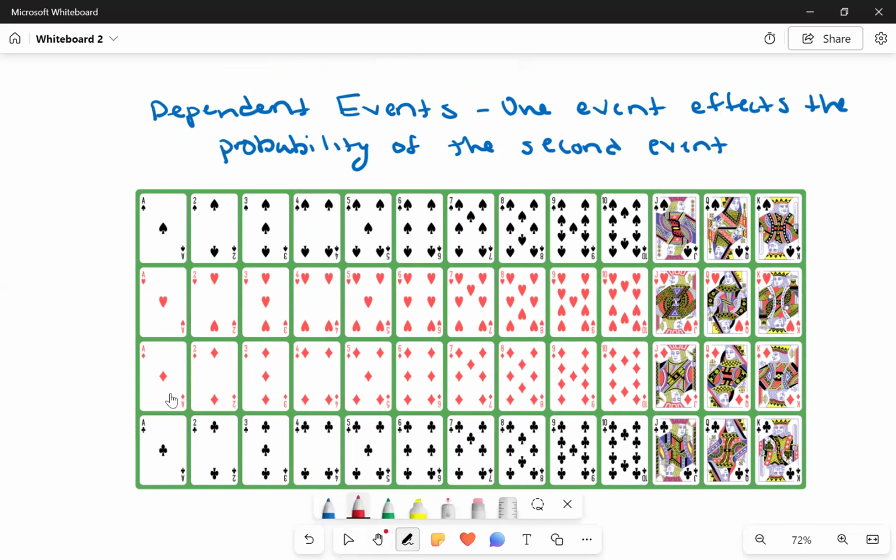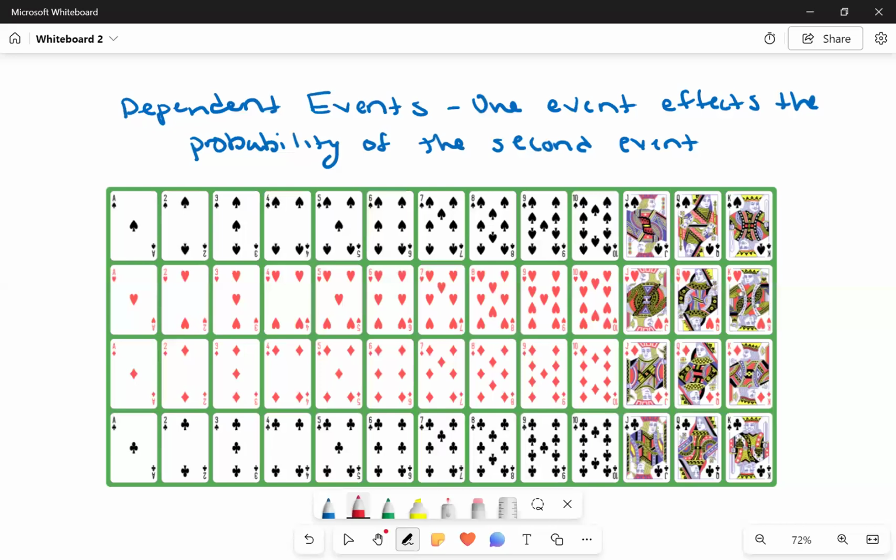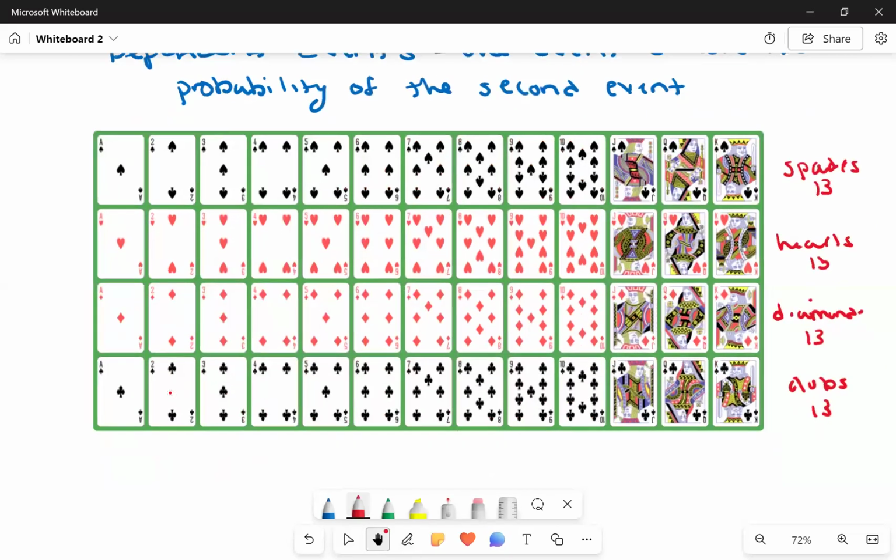The first one, in this particular picture I have here, is called spades. Second one is hearts. Third is diamonds. And fourth is clubs. Oops, clubs. There we go. In each of these categories, there are 13 cards. And if you add that together, that's a total of 52 cards.